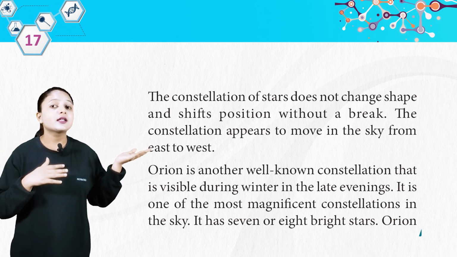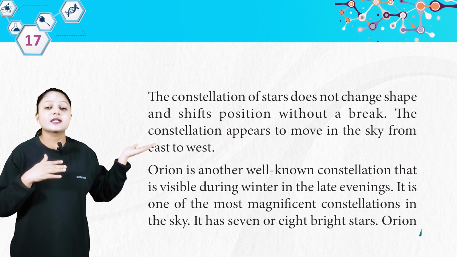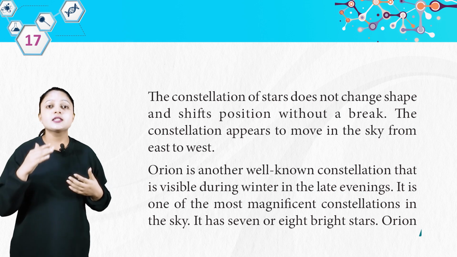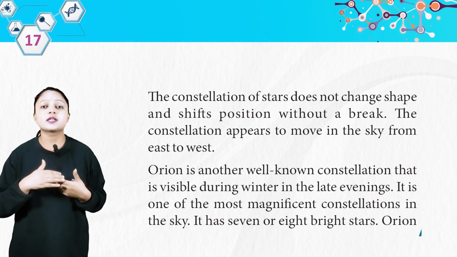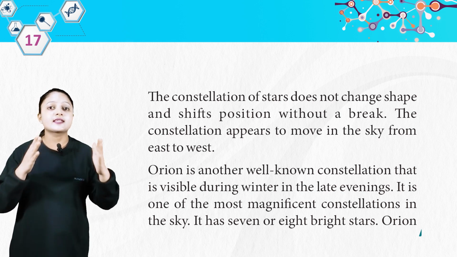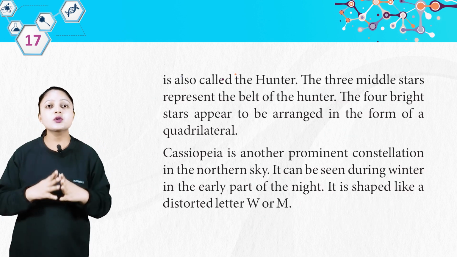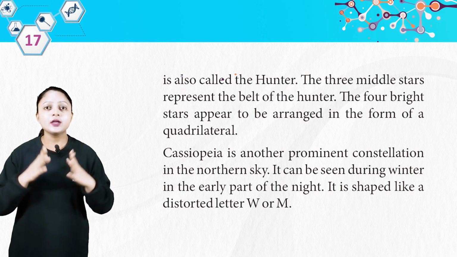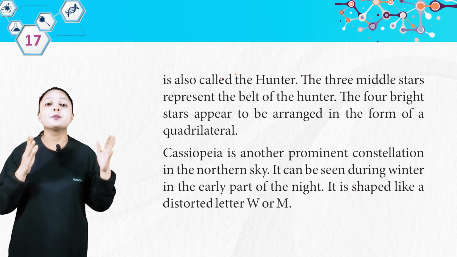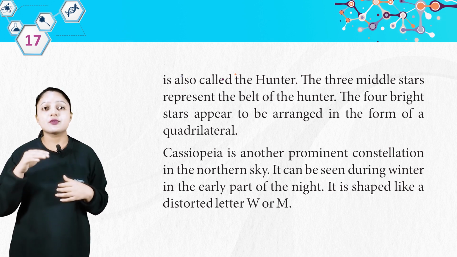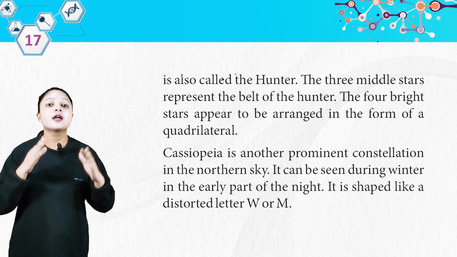Orion is another well-known constellation that is visible during winter in the late evenings. It is one of the most magnificent constellations in the sky. It has 7 or 8 bright stars. Orion is also called the Hunter. The 3 middle stars represent the belt of the Hunter. The 4 bright stars appear to be arranged in the form of a quadrilateral.